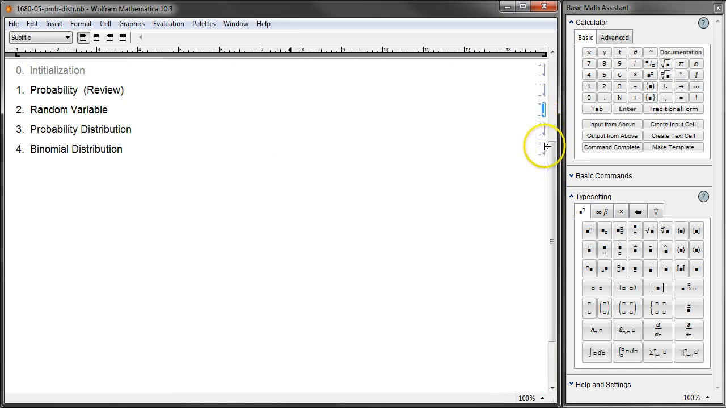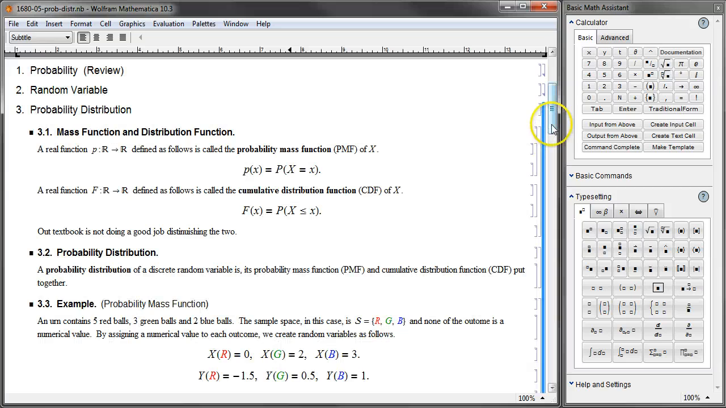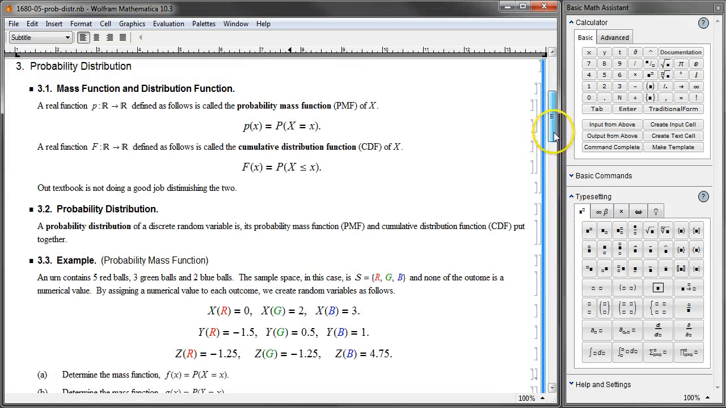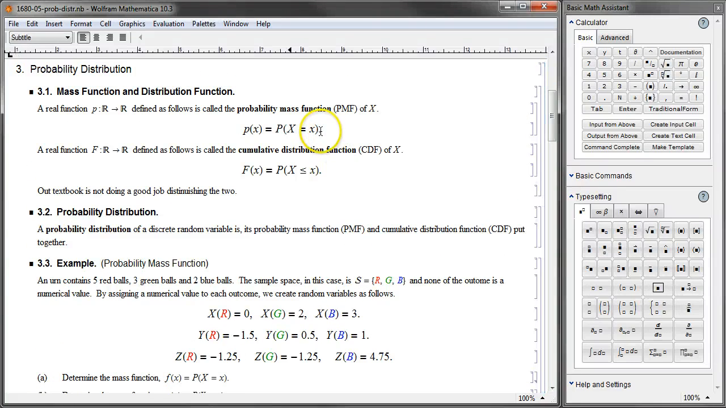Wait a minute, this wasn't the right section of my notebook. Here it is. We talked about the mass function. It's a real valued function where the given random variable takes a value x. That's probability mass, and the cumulative distribution function is the probability that the random variable takes a value less than or equal to x. So we have accumulation here.